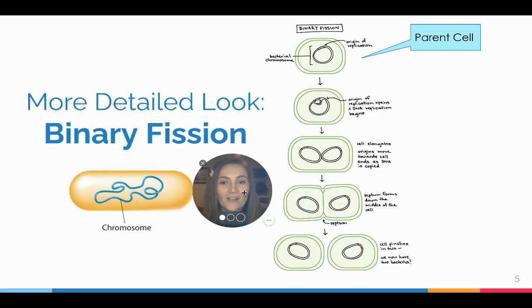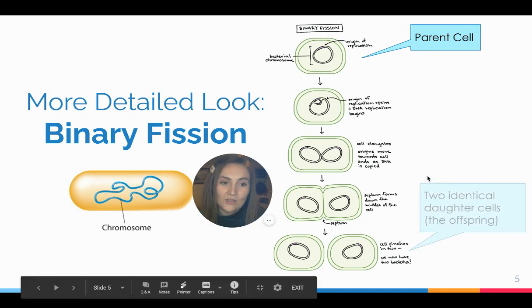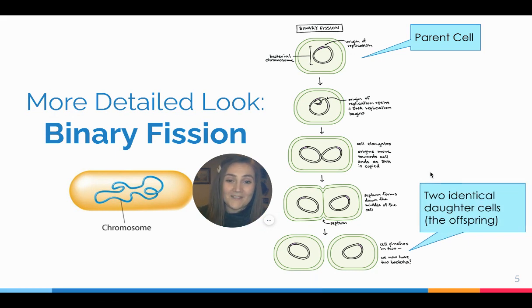All right, let's take a more in-depth look at binary fission. So again, we're starting off with one parent cell. It's getting ready to reproduce, so it's going to make a copy of its one chromosome, and then it's going to start to elongate, and basically it pinches off in the middle and produces two daughter cells that are identical. And that's binary fission, pretty simple.